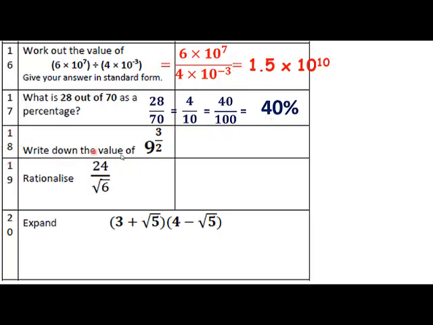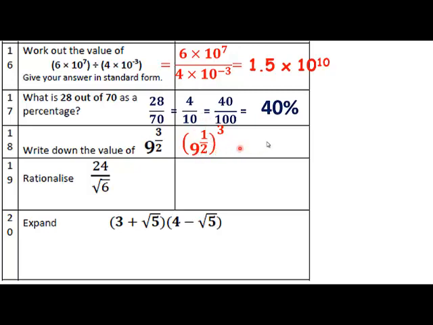Question 18. Write down the value of 9 to the power of 3 over 2. Now, if you remember what we did on the previous one, the bottom number, so that's half, right, we're going to keep that inside. So it's going to be 9 to the power of a half, all to the power of 3. So remember that top number, I put it outside the bracket. Just remember that. And these questions only have 3 over 2 or 2 over 3 in them, so it's one or the other that you need to remember.